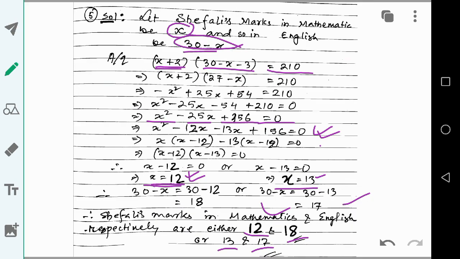So that's how we can solve this equation. It's very simple. So I hope you have understood this.